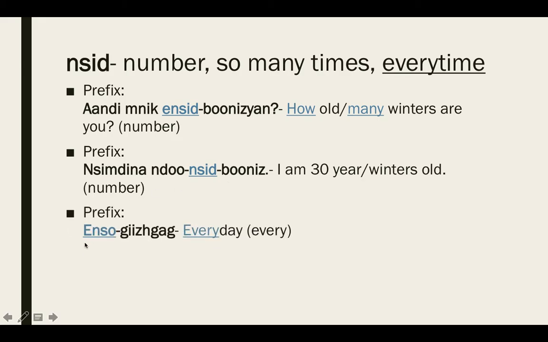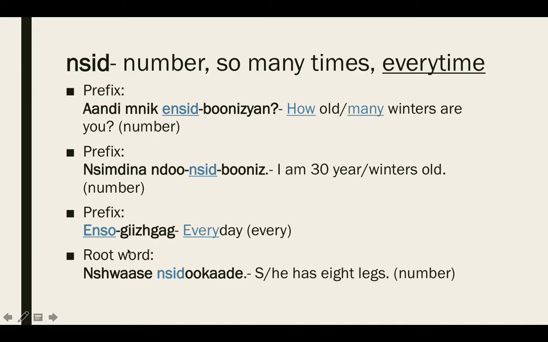And so another prefix version, ensagishkak, means every day. And so this one, when we use the prefix ensa for C form, it changes it to every day. So gishkat is our verb for day, and so ensa means every day. And so another root word is nshwaswe nsid-number. Nshwaswe nsid-number means she or he has 8 legs. So again, referring to number. And so talking about a spider here having 8 legs.